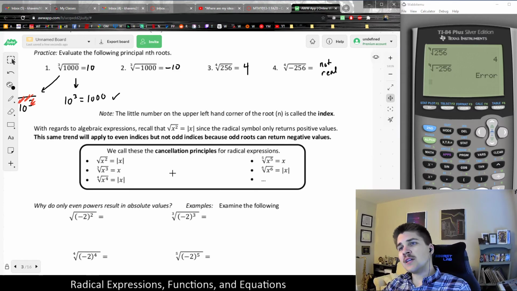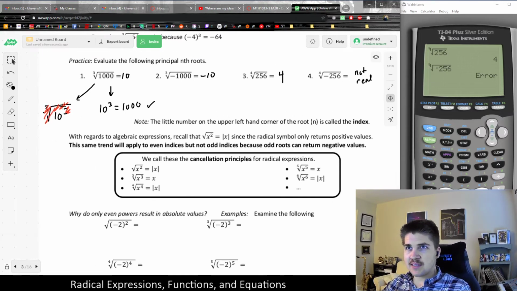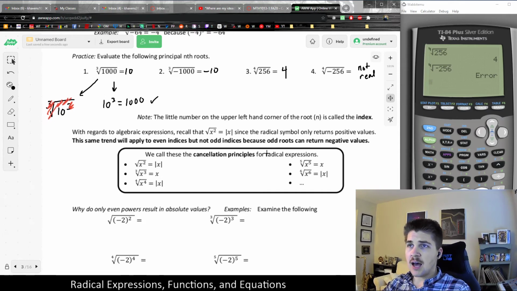So if you look at the cancellation property, notice that this thing where I canceled out the cube root with the cube is highlighted by this principle here, which is that the cube root of x cubed is just x. And that's a true property. And you might notice that for every odd indexed root, the nth root will cancel out with the nth power and leave us with just x.